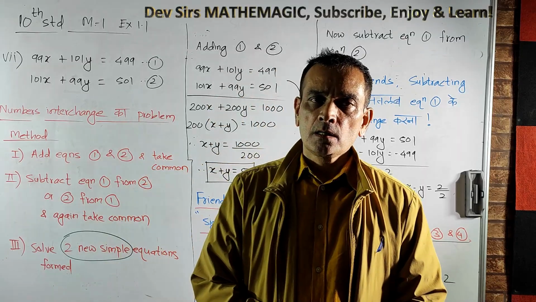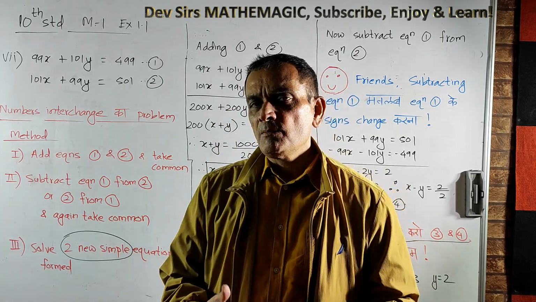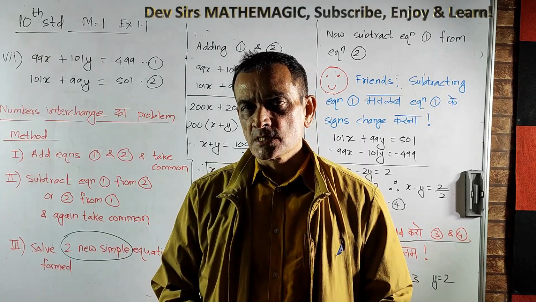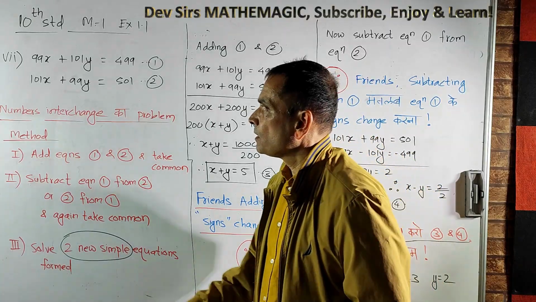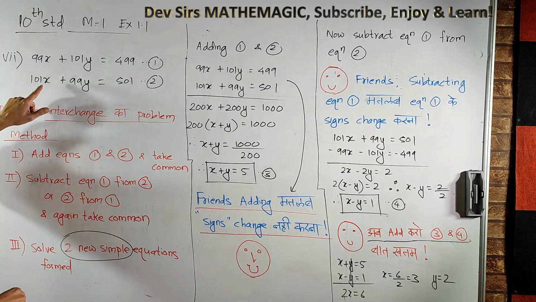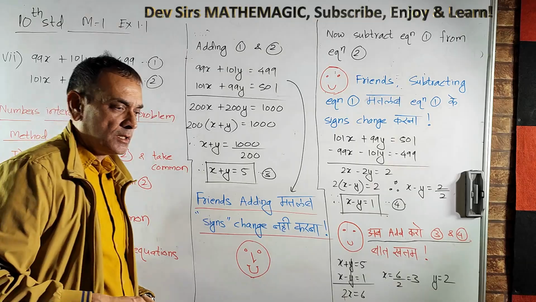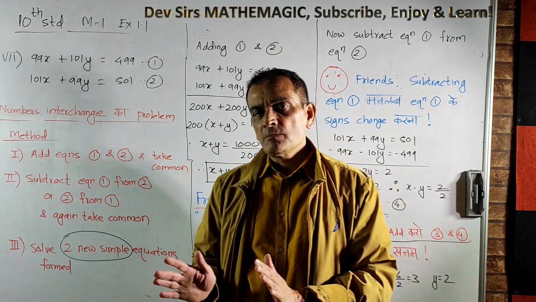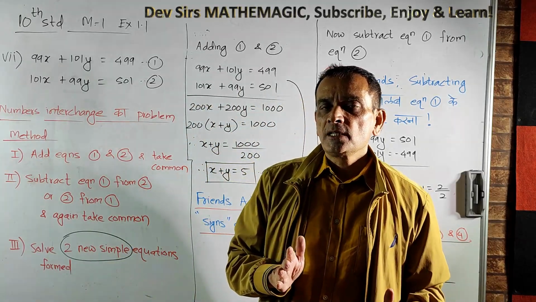It is simultaneous equations that we are doing, and now we will take a slightly different problem. 4 mark question. Exercise 1.1 last two sums. So let's see, friends, what it is. First, 99x plus 100y equal to 499, 101x plus 99y equal to 501. What are you observing? Yesterday's problems were different. This is also a simultaneous equation, but to be solved in a slightly different way.